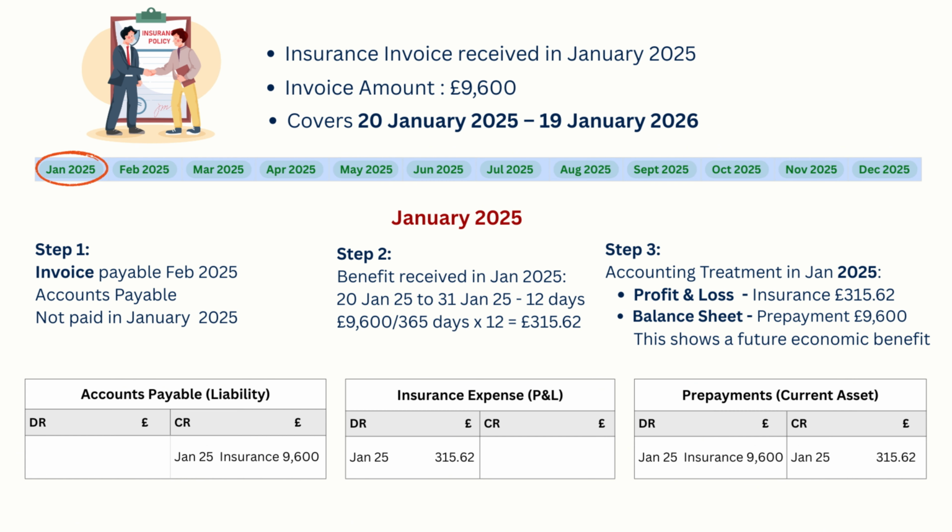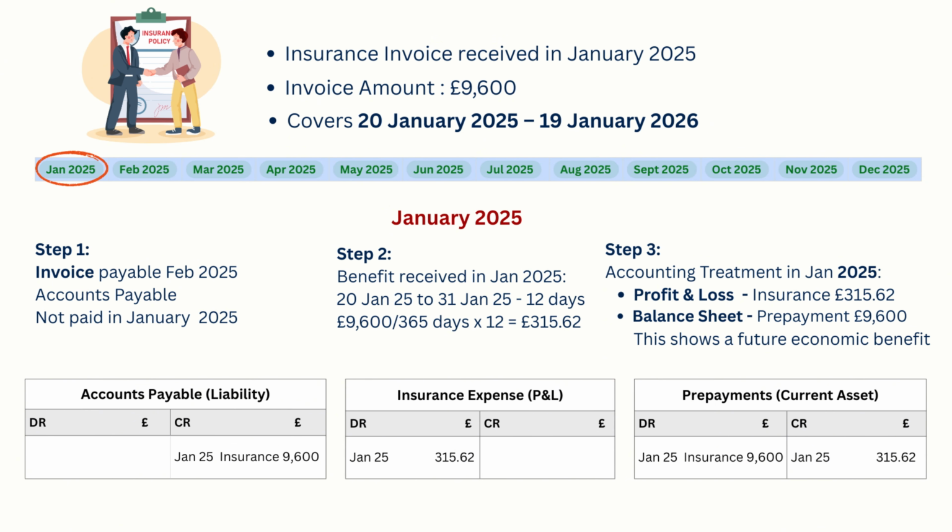Here is our insurance scenario. We receive an insurance invoice in January 2025 for £9,600. The insurance covers the period from the 20th of January 2025 to the 19th of January 2026, a full 12 months. The invoice is not paid until February, so accounts payable is involved.